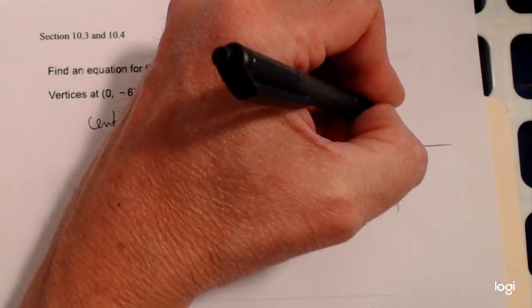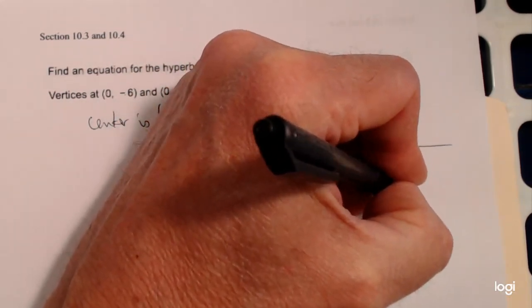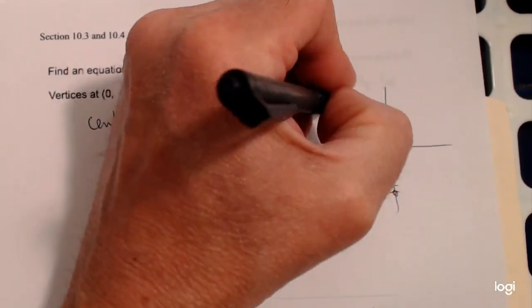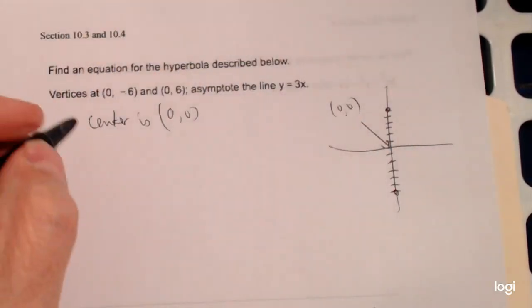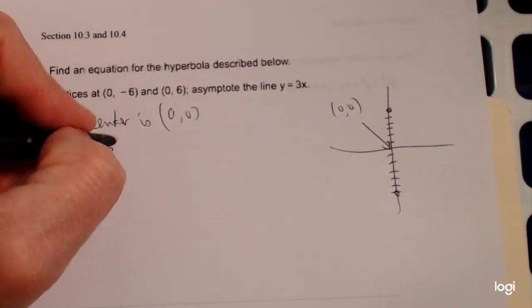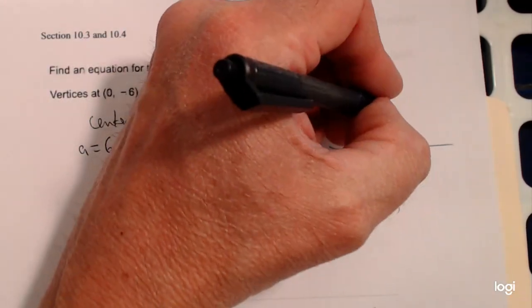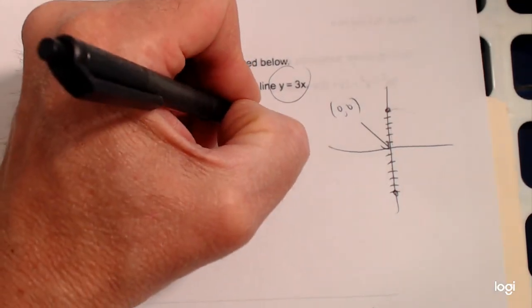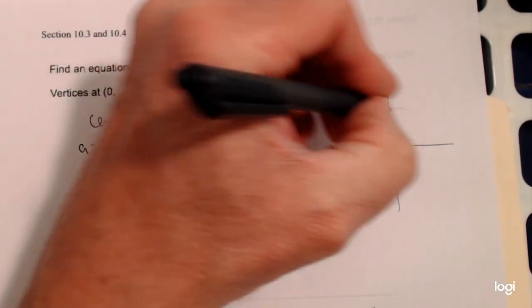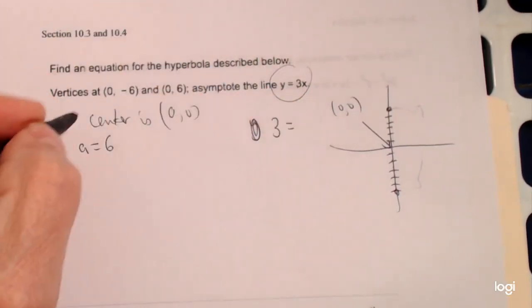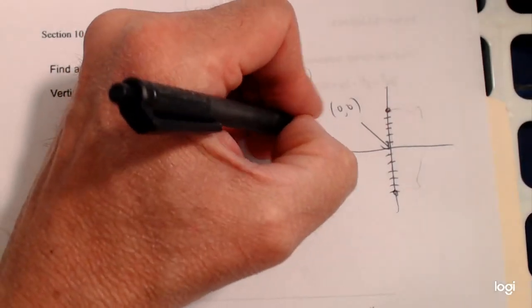All right, so if you just draw it, you can see 1, 2, 3, 4, 5, 6. So the center is right there at the origin. The transverse axis is clearly the y-axis. So we know that a is 6. Now we know that it's going to go up 6 and over a certain amount, but we don't know what b is. But we know that the slope goes through the corners of this, right? So that means that 3 equals a, which is 6, over b.